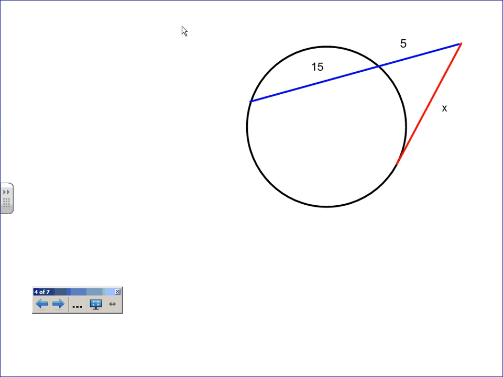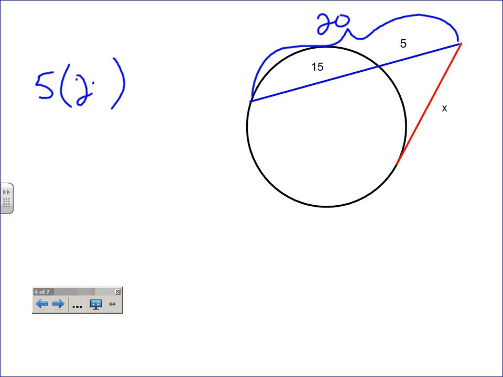Well, where do they hit? Okay. So you are to take the outside piece of the segment times the whole thing. So let's do the blue segment first. The outside piece is 5. And the most common error for people to do is to say it's 5 times 15. It is not 5 times 15 because it's the outside piece of the segment, or the piece that's outside, times the whole thing, which is 20.